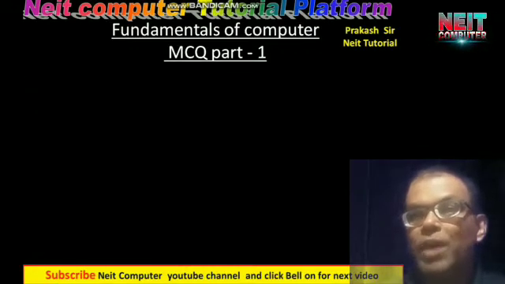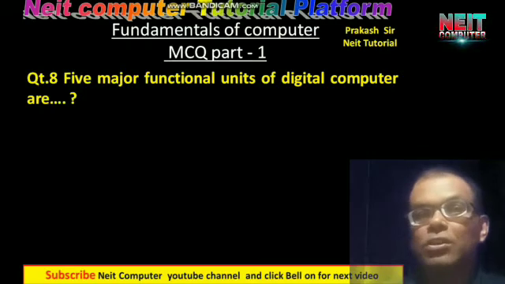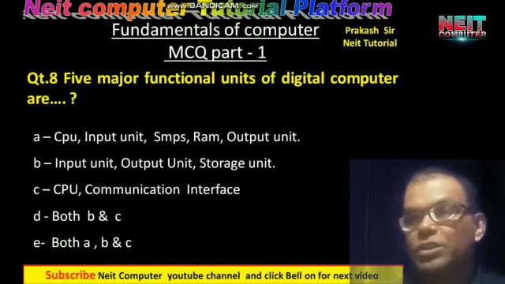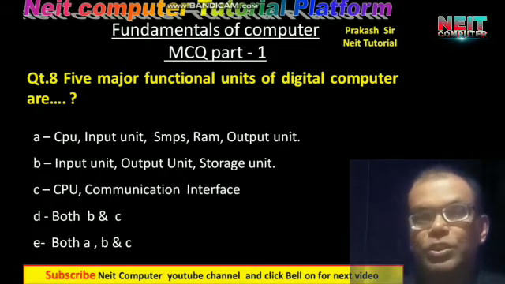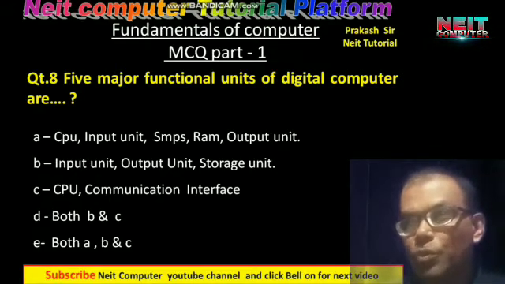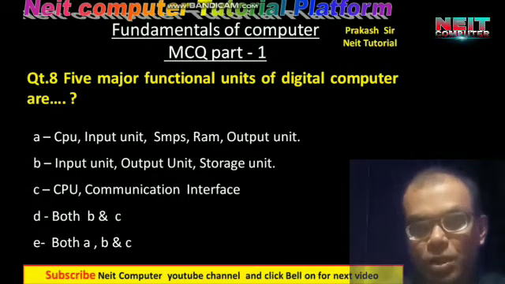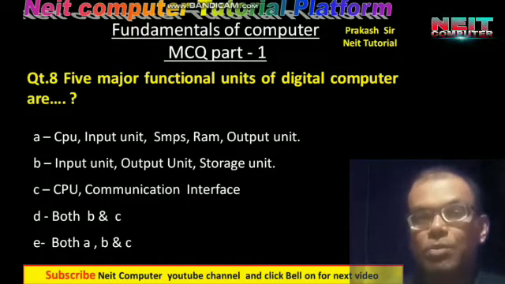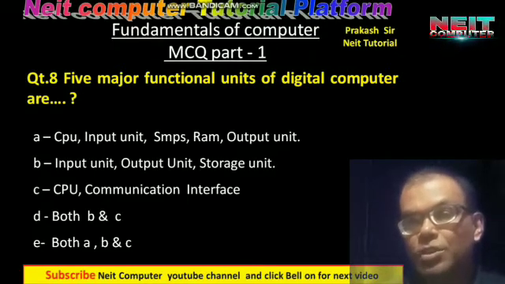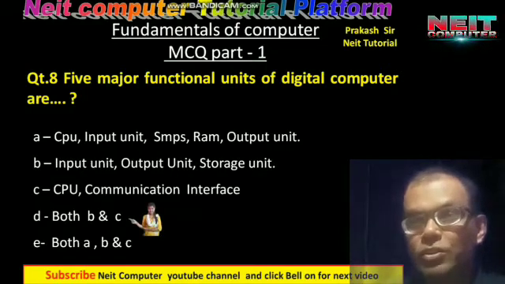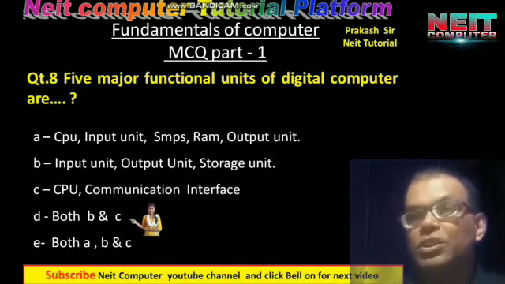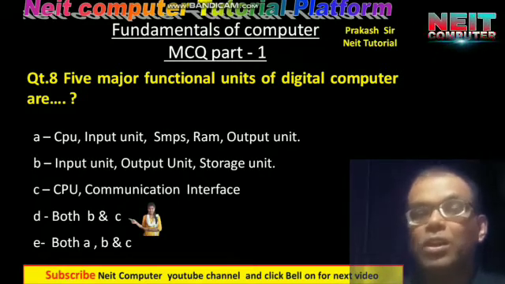The next question is five major functional units of a digital computer are. CPU, input unit, SMPS, RAM, output unit. This is option number 1. Input unit, output unit, storage unit. This is option number 2. CPU, communication interface. This is option number 3. And option number 4 is both B and C. And option number 5 is all of A, B, C. So the correct answer is B and C, because input unit, output unit, storage unit, CPU and communication interface are the major functional units of a digital computer.